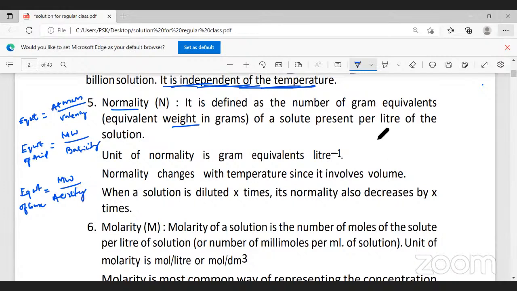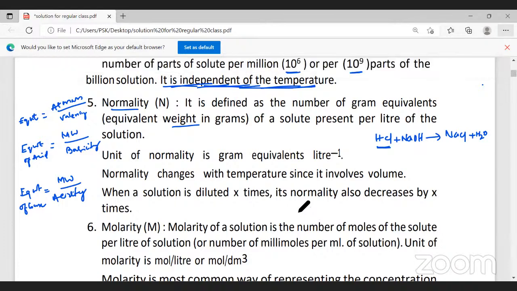Now, for an example, if I take HCl, this HCl will react with NaOH to form NaCl and water. This is a very simple known reaction. Now, if I ask you a question, in HCl, how many replaceable hydrogen is there? One. So one replaceable hydrogen is there. Therefore, we say the basicity of HCl is 1.